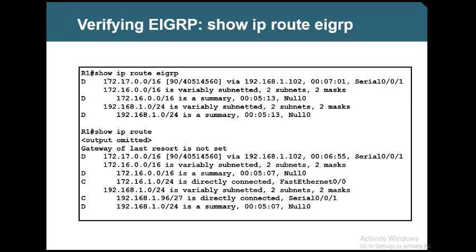Show IP route is a normal routing table like this. It will show you connected as well as EIGRP. EIGRP is D because the DUAL algorithm is in use. But if you want to filter and show only the EIGRP routes, then you add the EIGRP keyword to it. You will see only EIGRP routes.